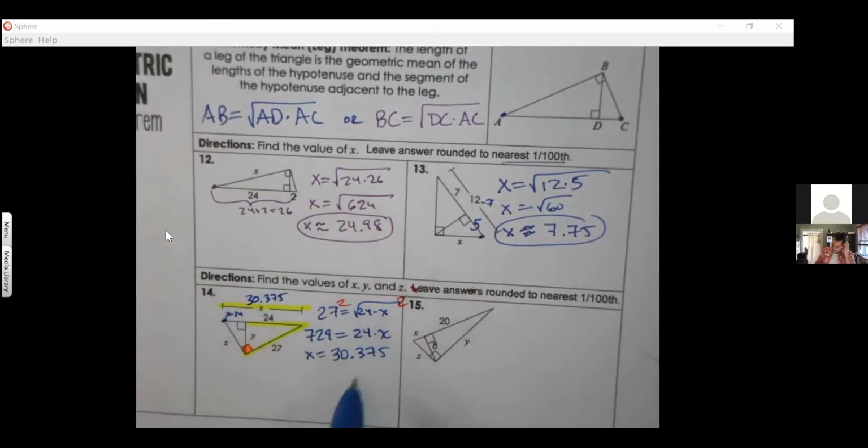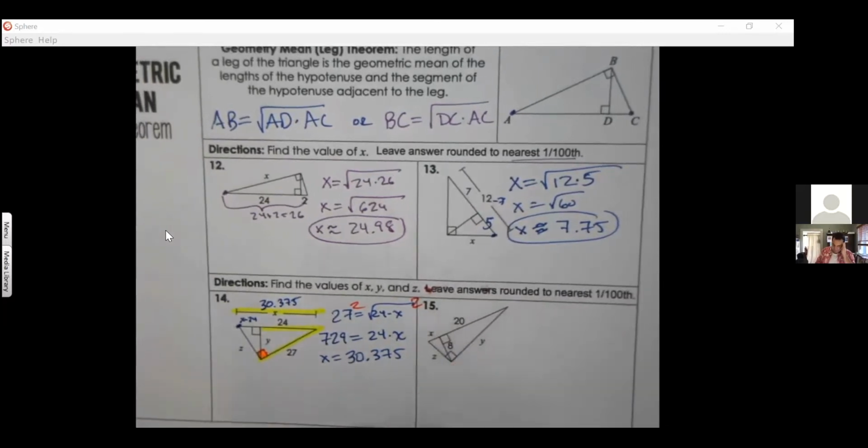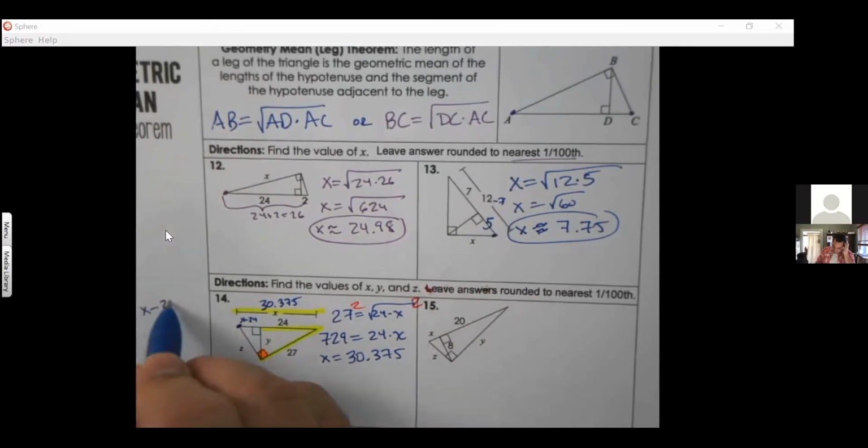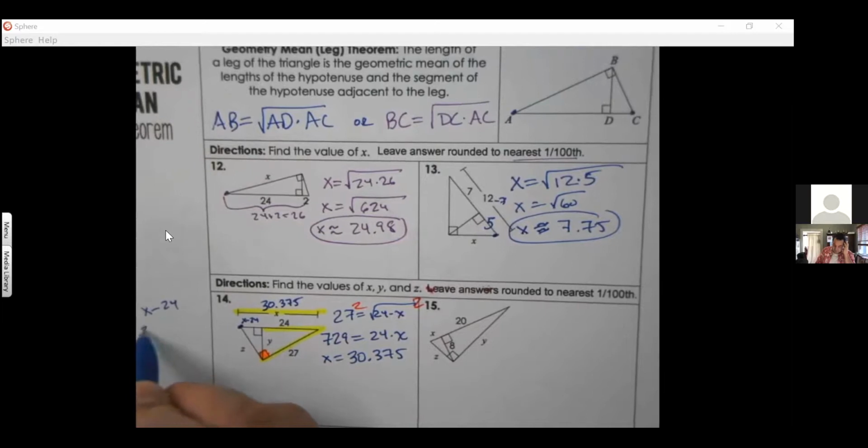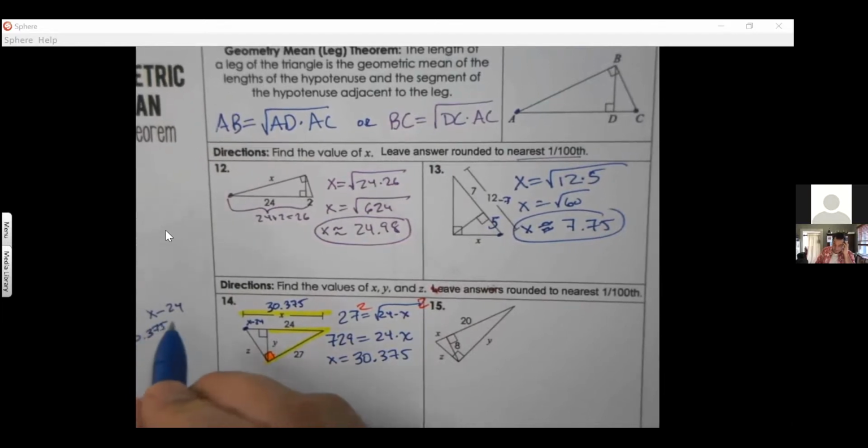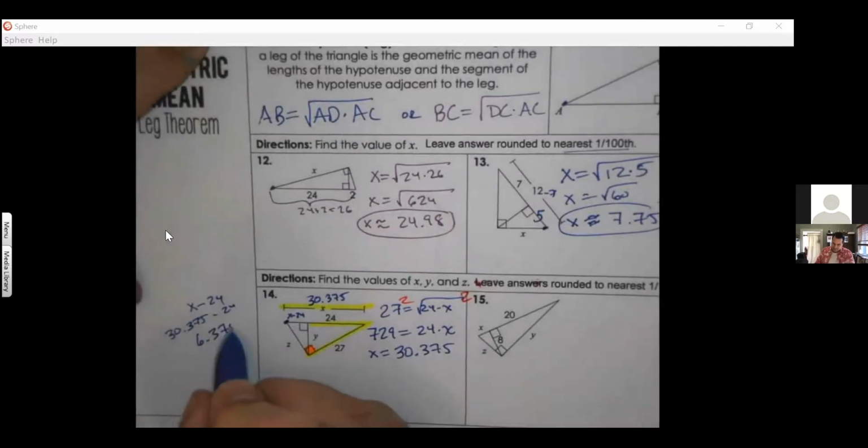What I don't want to do is lose the precision early on in the problem. Eventually, it's okay. I'm going to round it off at the end, but I don't want to round it off too early. So this part that I said is x minus 24 now is 30.375 minus 24, which means 6.375. So this is that chunk there.